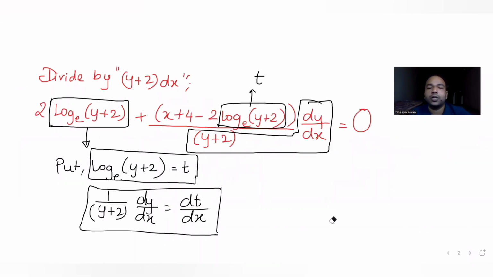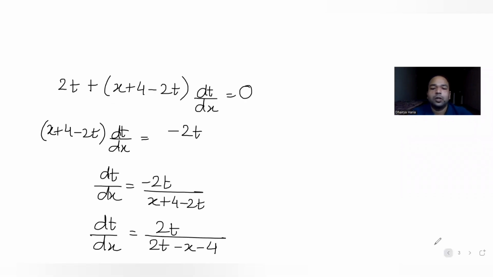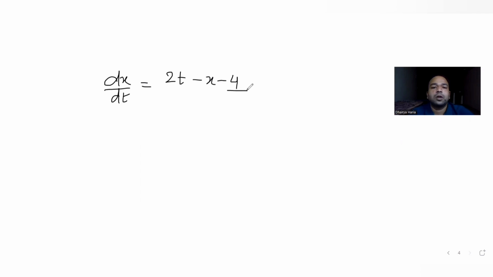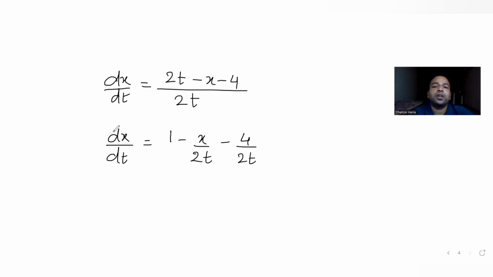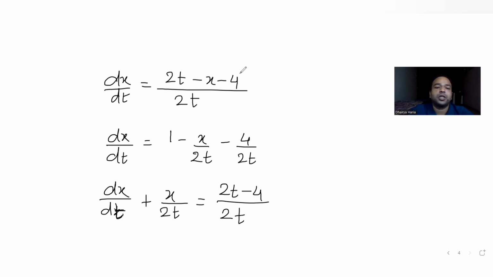For that, I'll just invert dt/dx to get dx/dt equal to (2t - x - 4) upon 2t. So dx/dt equals 1 minus x/(2t) minus 4/(2t), hmm, so taking x/(2t) to the other side, dx/dt + x/(2t) = (2t - 4)/(2t). Now I compare this expression with dy/dx + Py = Q. Here instead of y you have x, and instead of x you have t.